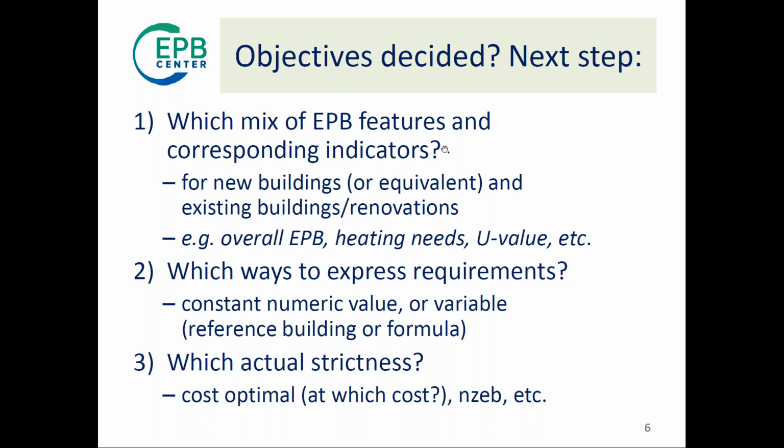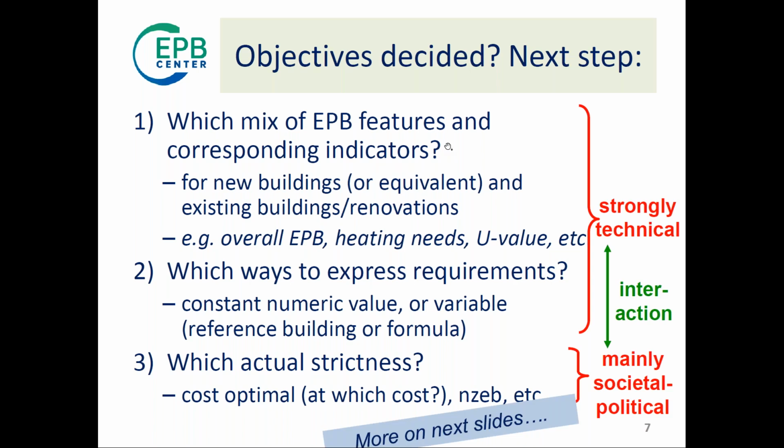And which actual strictness do we need to choose? So cost optimal could be the driving force for the actual strictness, but at which cost? And it could also be the goal to have nearly zero energy buildings, etc. So the first two questions are strongly technical. The last one is very policy driven, so there are mainly societal, political aspects to that. And of course, there's a strong interaction between these, so you cannot avoid speaking about one when you are dealing with the other.